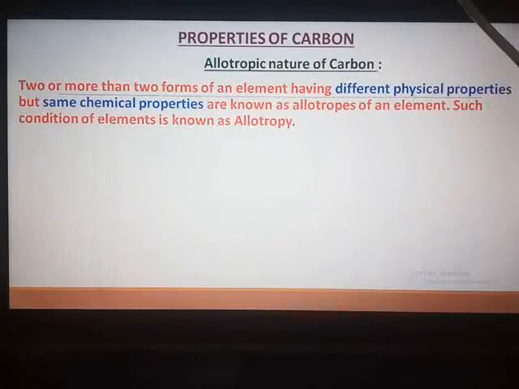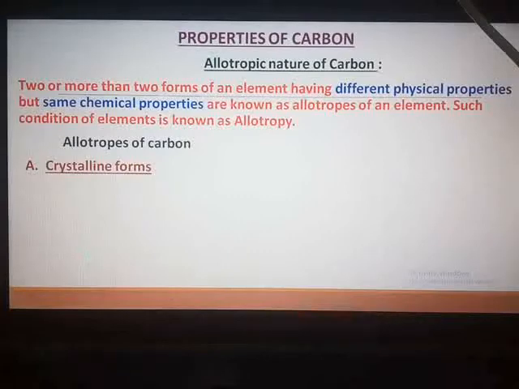Now, the allotropes of carbon we are going to study in our syllabus in this chapter are the crystalline forms and the non-crystalline forms of carbon. Today we will complete the crystalline forms, their properties, and the three different crystalline allotropes.